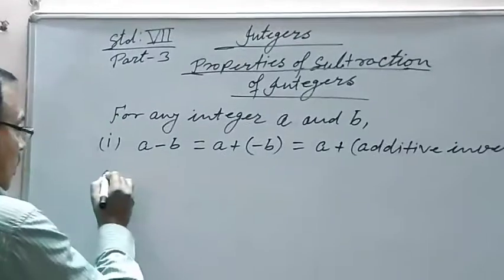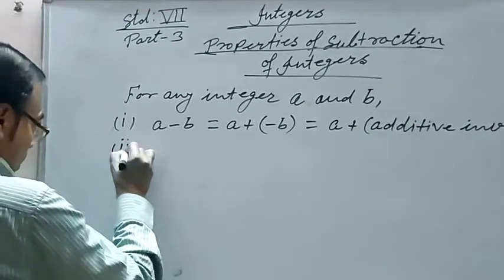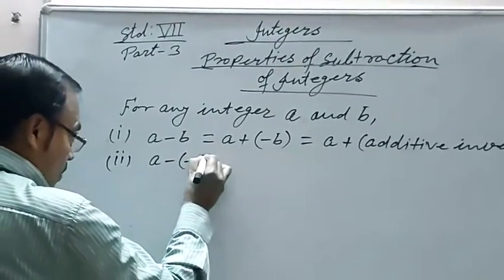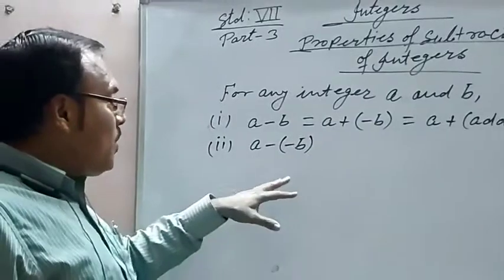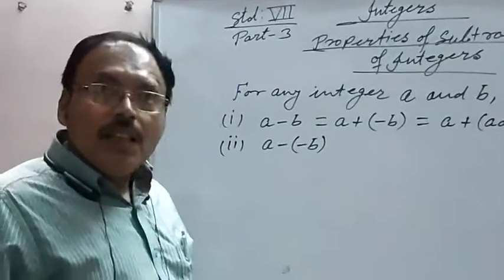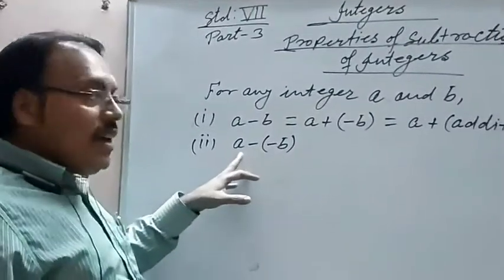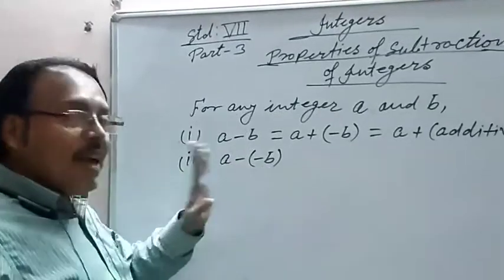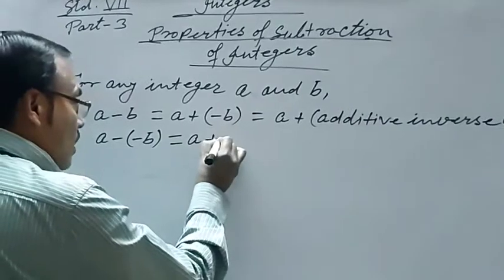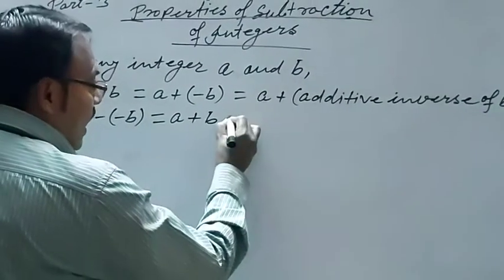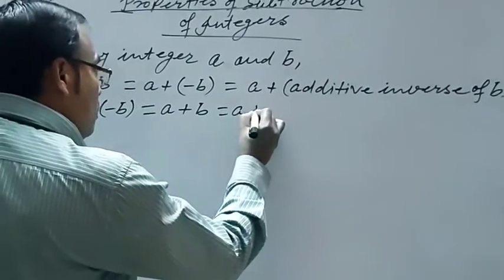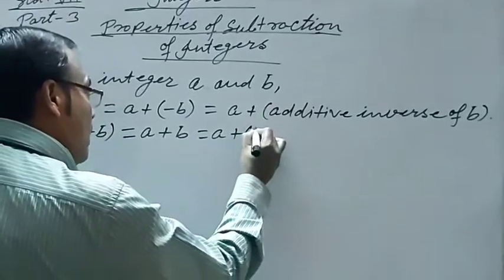Just like that, second is A minus minus B. Suppose we have to subtract minus B from A. Then we shall write here A minus minus B, that will be ultimately A plus B.